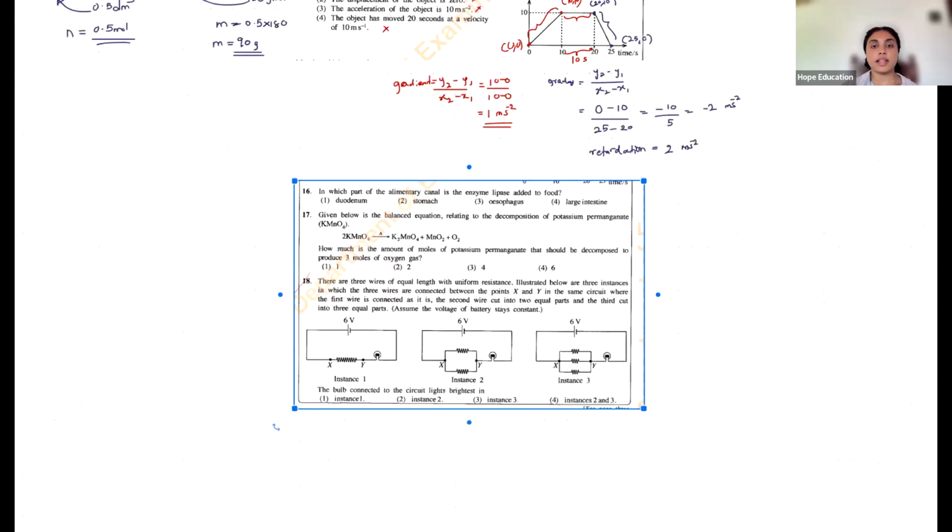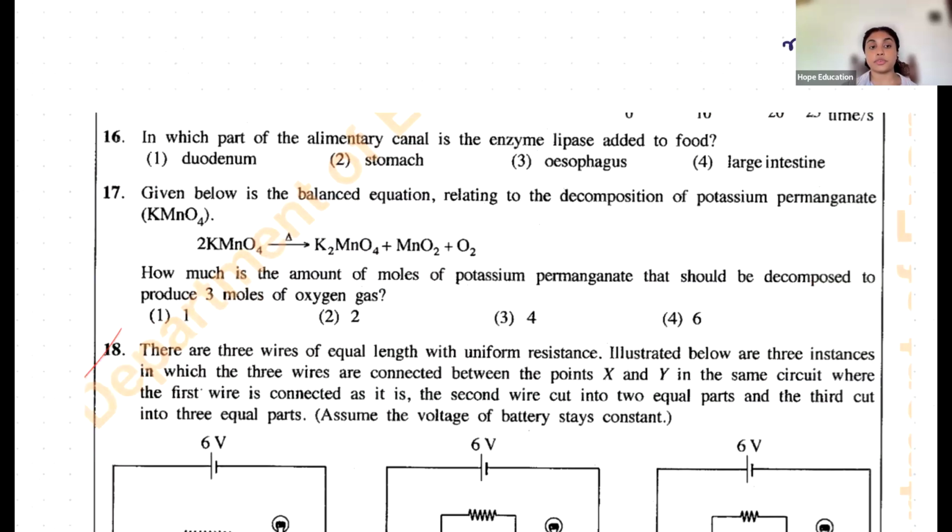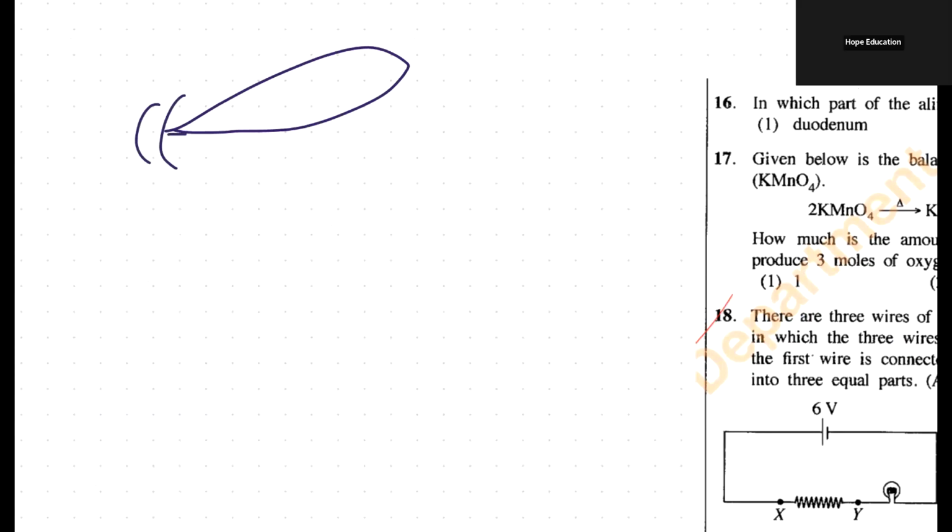In which part of the alimentary canal is the enzyme lipase added to the food? What did you put? Where does lipase come from, children? What secretes lipase? What is the organ or gland that secretes lipase? Pancreas. So here the duodenum is, and near the duodenum the pancreas is. Pancreas secretes lipase. Yes. What does lipase do?